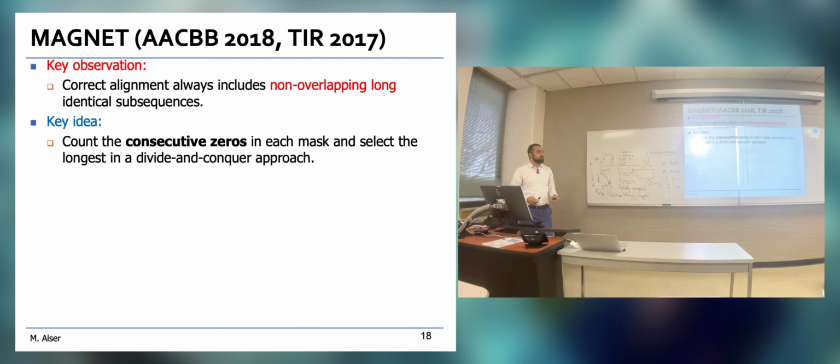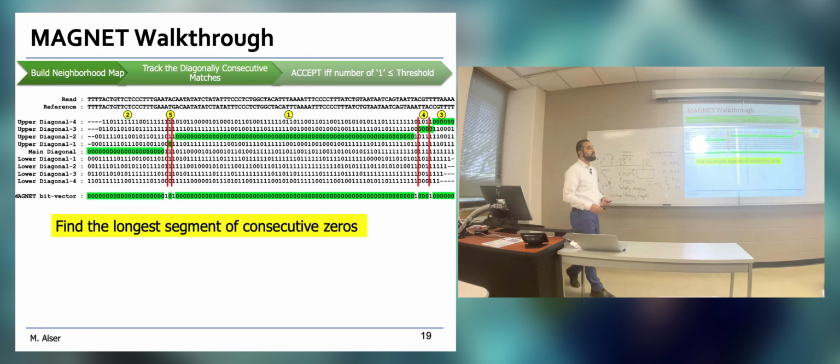So the key idea is to count the consecutive zeros in each mask and select the longest in a divide and conquer approach. So instead of doing the AND operation, because it's going to result in some issues, part of which we discussed right now, we don't want to do the AND operation between the masks. What we want to do is first a divide and conquer approach.